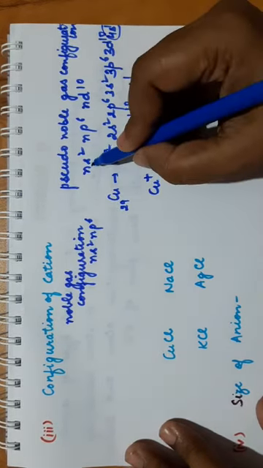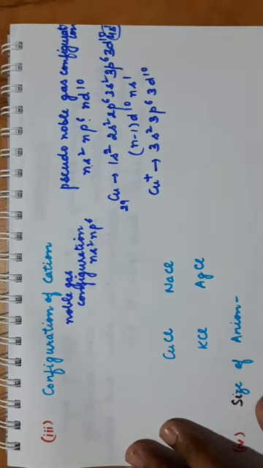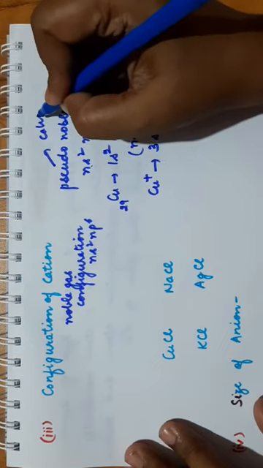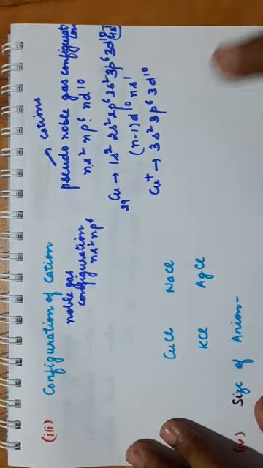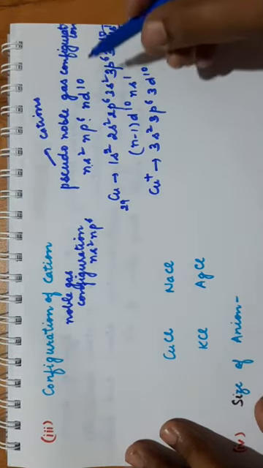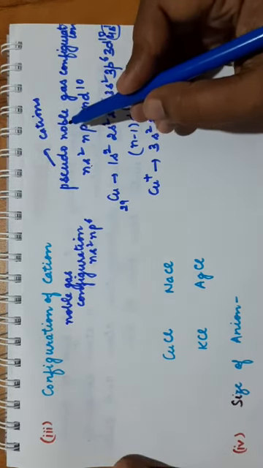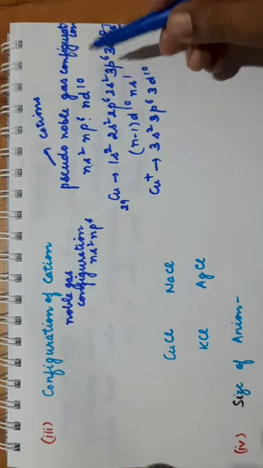And this is what is known as pseudo noble gas configuration. So pseudo noble gas configuration is possible only for cations. There is no atom for which you can write pseudo noble gas configuration. So it is possible only for cations when the valence electron has been removed.